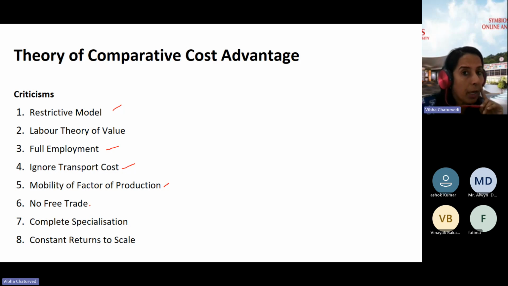No free trade. In reality, the free trade concept still does not exist, even though today we are a very, very globalized world. There are barriers to trade. You see the current scenario where the United States is indulging in a trade war by levying higher and higher tariffs on countries. So that is the reality.